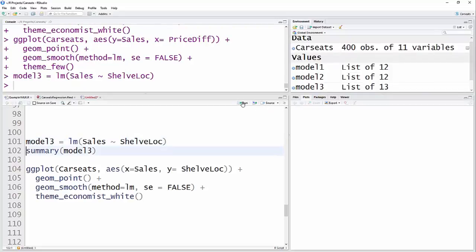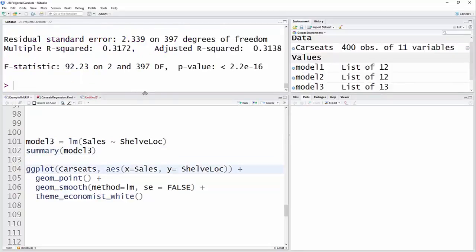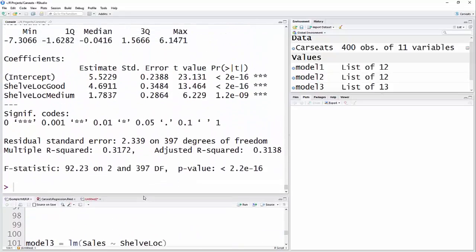So I'm just going to run the model, just like I would any other regression model, and then get the summary. You can see here the shelf locations, by the way, were bad, good, and medium. Good was actually the best one. The way to read this, with just the categorical variable in there, is that this 5.5229, the intercept, is the mean for the group that's not listed, the reference group, we'll call it.